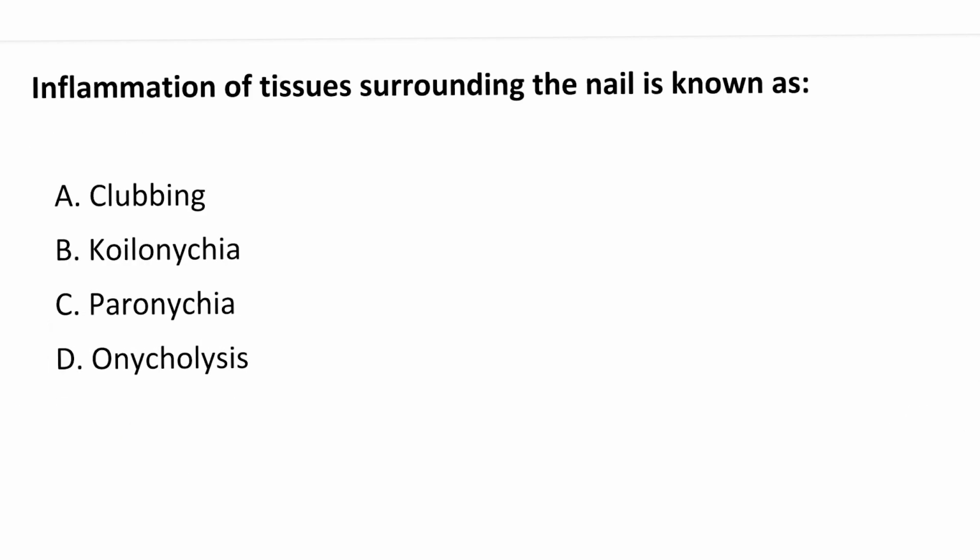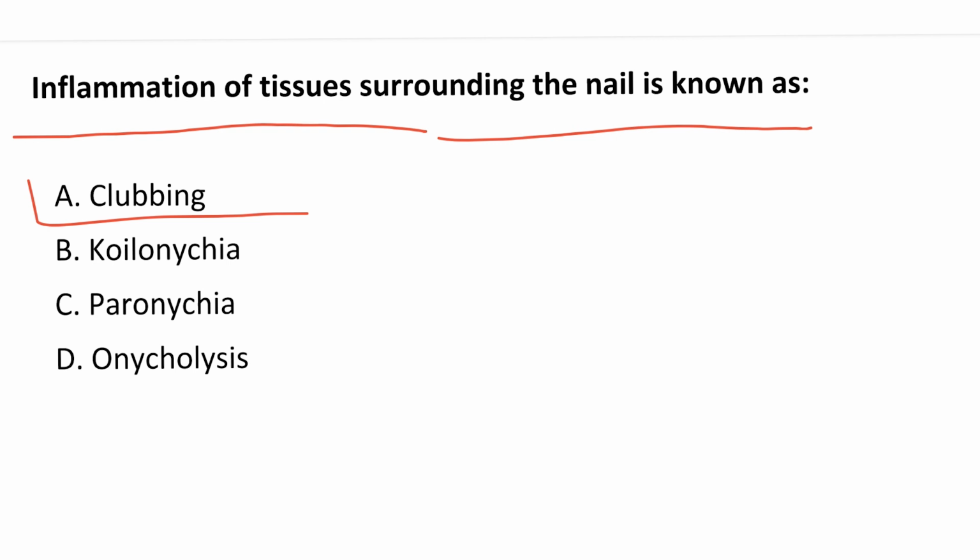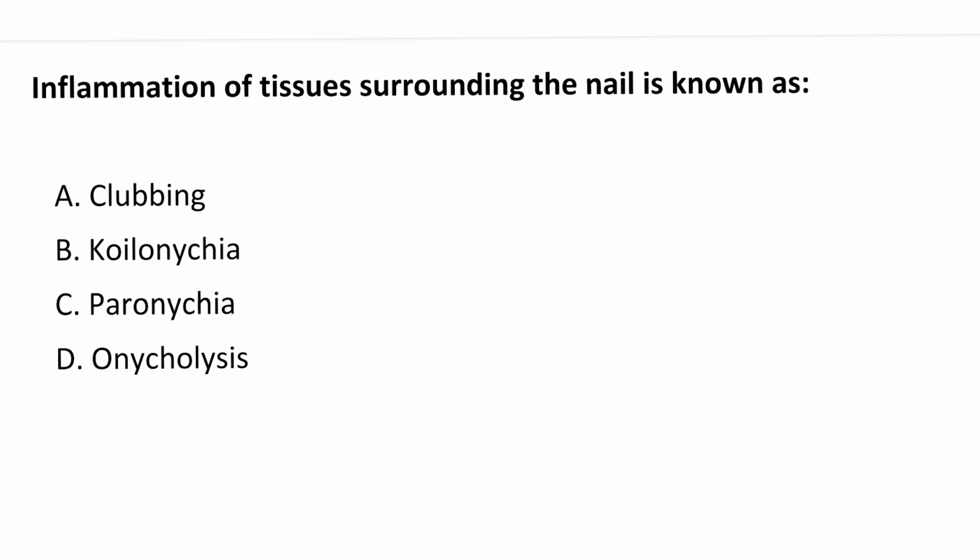Next question. Inflammation of the tissue surrounding the nail is known as option A, clubbing. Option B, koilonychia. Option C, paronychia. Option D, onycholysis. The correct answer is option C, paronychia is the inflammation of tissue surrounding the nails.